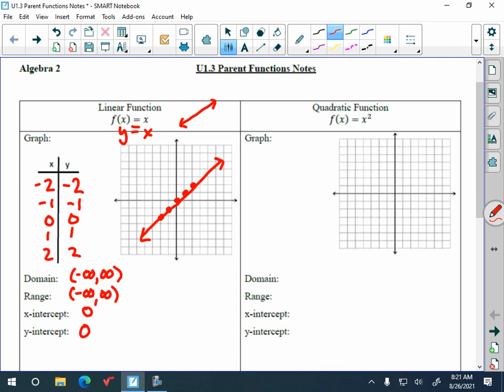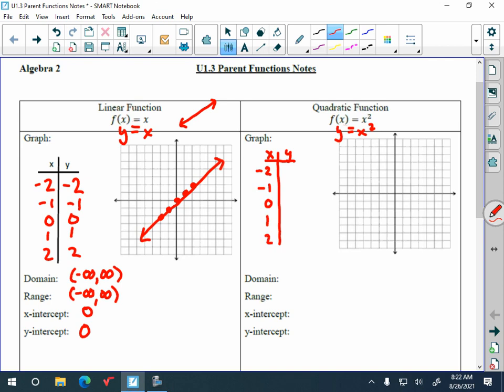All right, next one is the quadratic function. A quadratic function is f of x equals x squared, or y equals x squared. So it makes it a little bit easier. Here again, we're going to graph it. Make an xy table. Again, I could just use -2, -1, 0, 1, and 2.